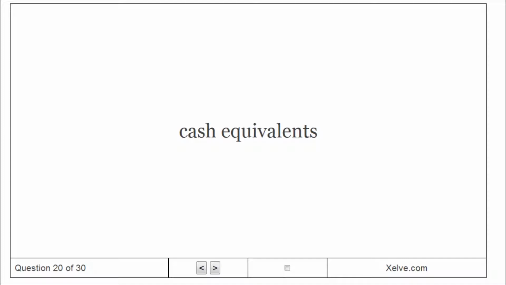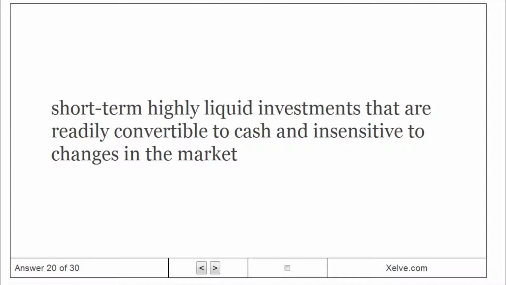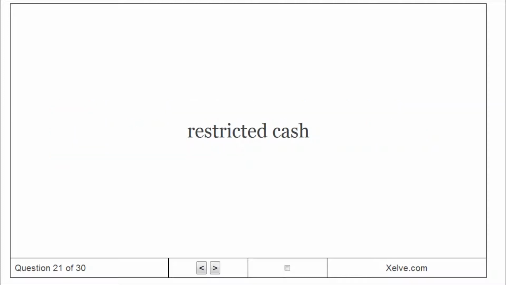Cash equivalents. Short-term highly liquid investments that are readily convertible to cash and insensitive to changes in the market. Restricted cash. Cash that is not available for general use.